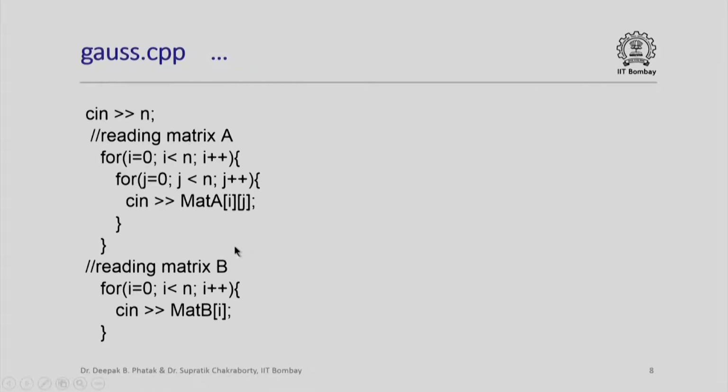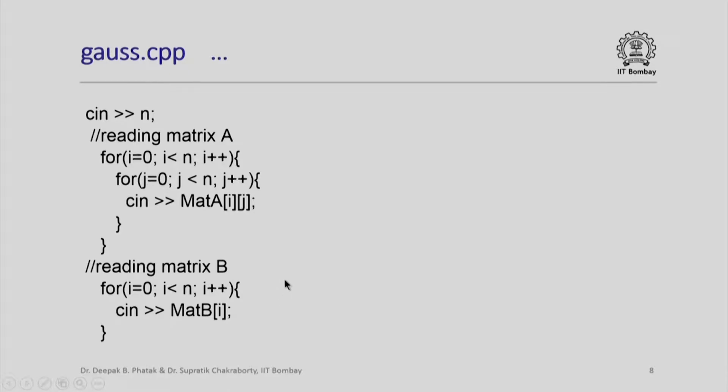First, we read the input, we get the value of n, we read the matrix A. For simplicity, I have avoided including statements which will validate the input, but the program which we will upload on the site will have all those things. Then I will read the matrix B. This completes the input statement.